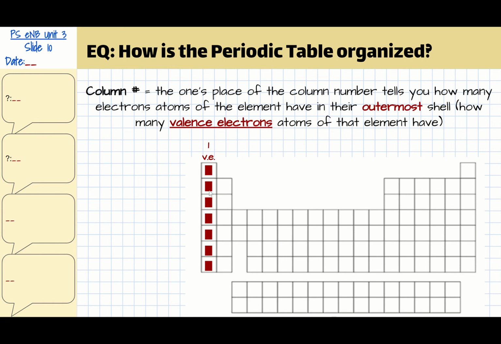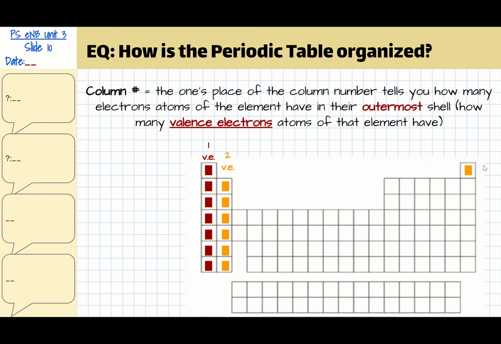Like in the second row here, the valence electrons are going to be in the second shell, and it will only have one electron in that second shell. If we look at the fourth row here, this element right here would have one electron in the fourth shell, or the fourth energy level. Anything in column 2 is going to have 2 valence electrons.